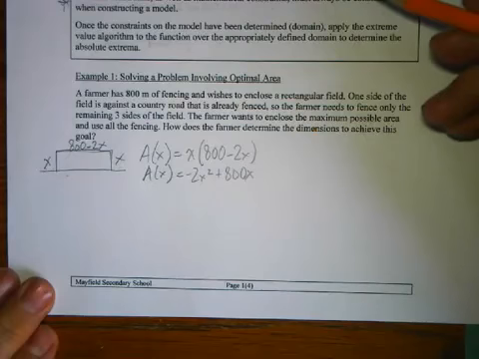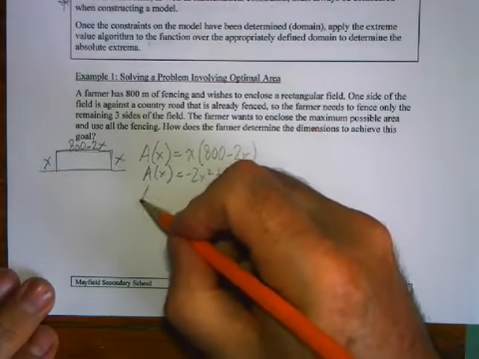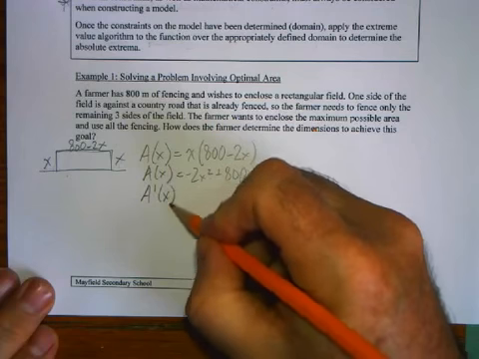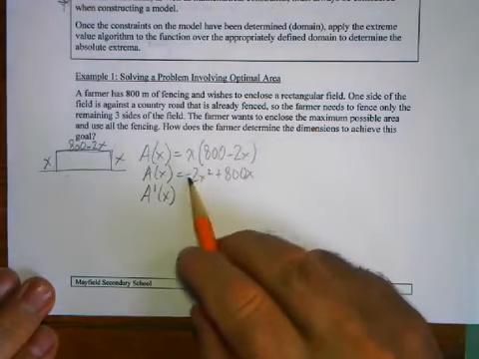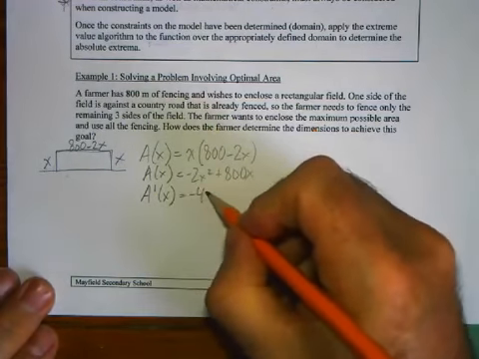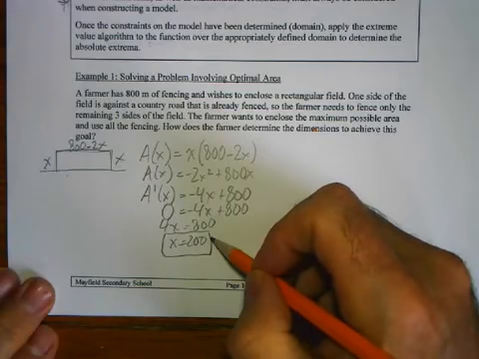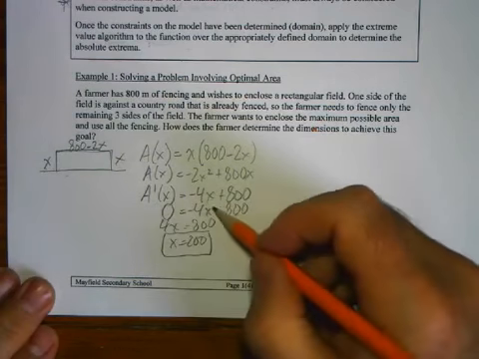So just like we did in the first lesson, we're now going to take the derivative. So A prime of x, the derivative of the area function, is going to be negative 4x plus 800. And now to find the critical points, we set it to 0, and you'll see pretty quickly that x equals 800 over 4, so x equals 200. Because that's the first derivative, that's a critical point. It could be a max, could be a min, could be neither, but it's the only critical point.